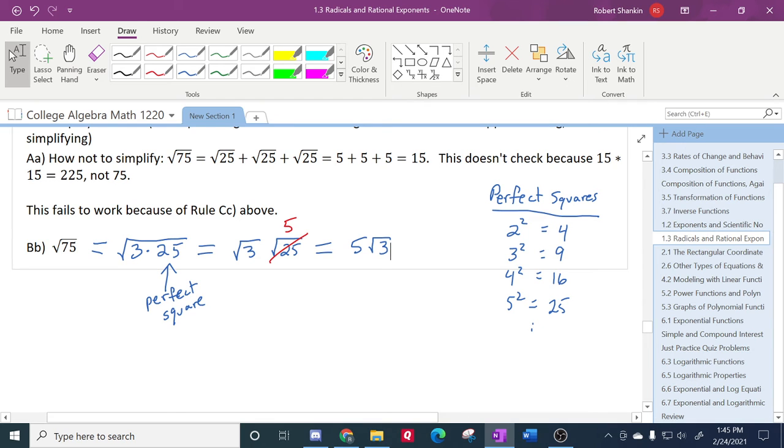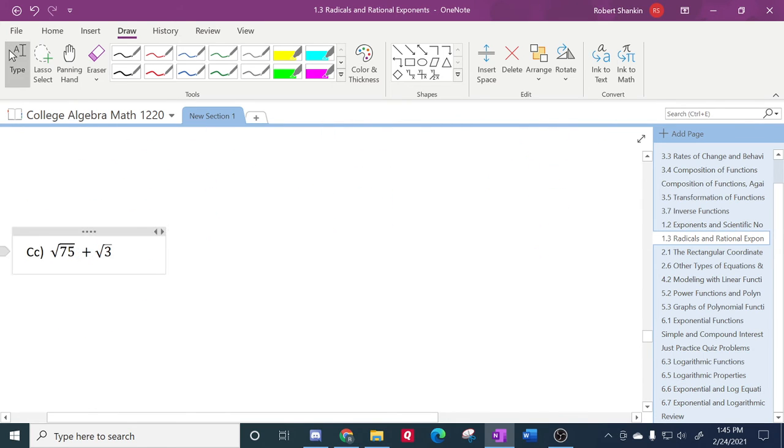Now, a lot of students at this point, and I would be one of these if I was first learning this, would say, this looks simpler, square root of 75, than this does, 5 square root of 3. I'd rather deal with this than deal with this. Why do you call this simpler than this? Well, let's do this problem next.